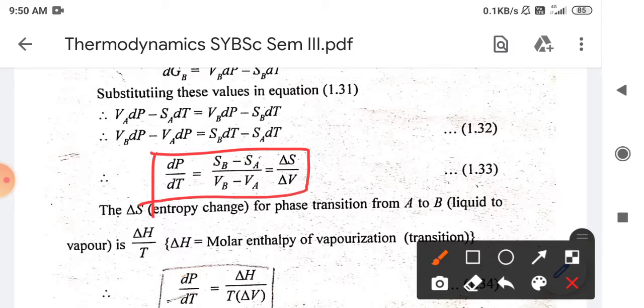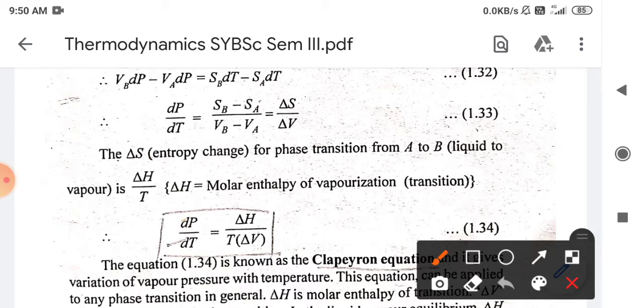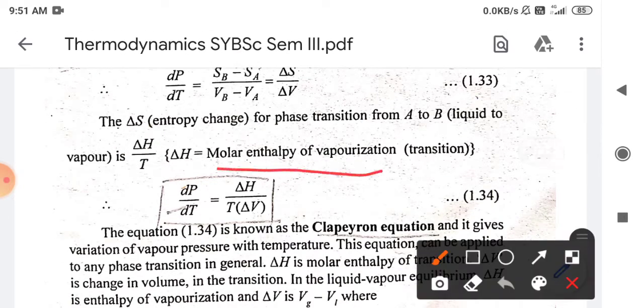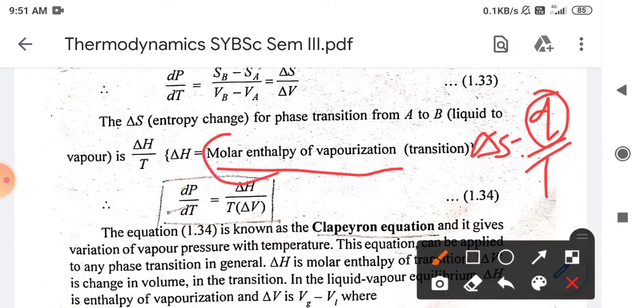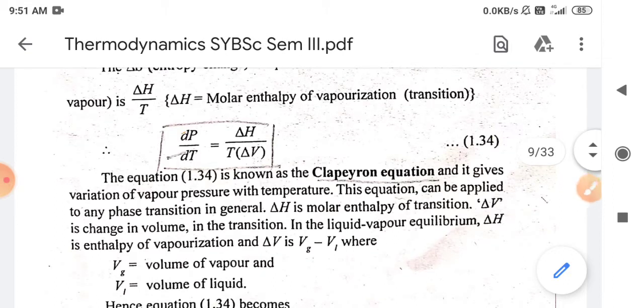That is the change in entropy upon change in volume. Now we know one important relation: the change in entropy for the phase transition from the liquid phase to the vapor phase is related by delta H upon T, where delta H is the molar enthalpy of vaporization. From the second law of thermodynamics, delta S is Q upon T. So for the phase transition, instead of the heat change, we will consider the molar enthalpy change. That is the important relation that we are using here.